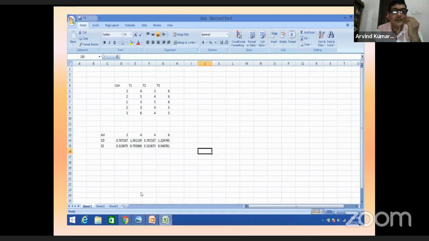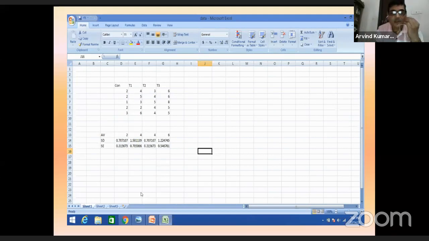What I have shown here is exactly the same value here. Control 1, then treatment 1, treatment 2, treatment 3. So 4 columns are there, and in these columns exactly those values which were there, their average values are given. Then SD values, which you can calculate by applying this descriptive statistics. There is one option, I will show you how to do that.